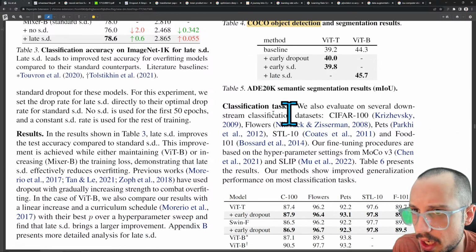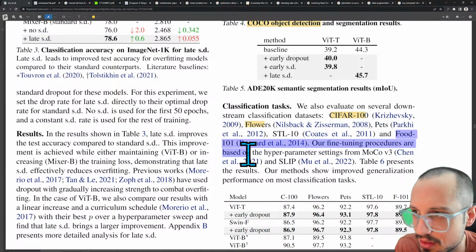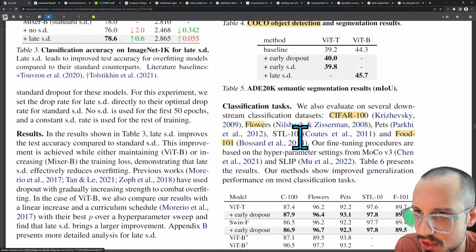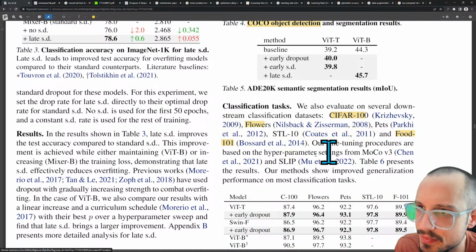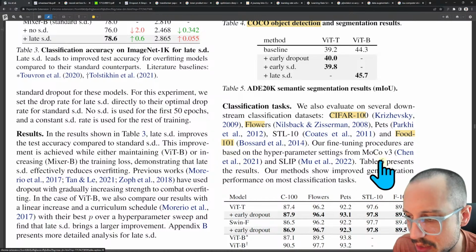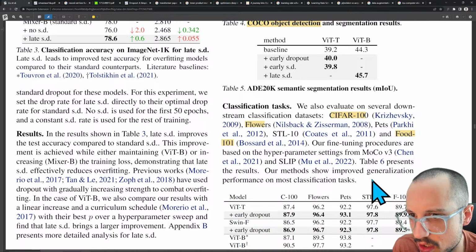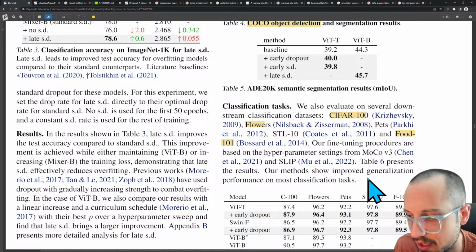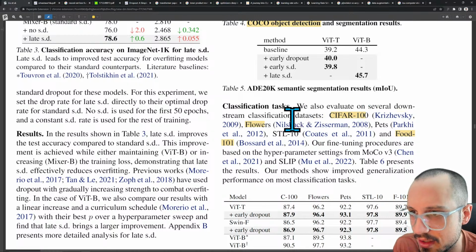Okay. They also tried on a couple different classification tasks, CIFAR, flowers, pets, STL10, 101, all these different classification data sets. Notice how they're all in the same kind of period here, 2009, 2008, 2012, 2011, 2014. It's like as soon as you had phones, right? Like phones, and people started taking pictures with digital cameras, and you started to have this kind of explosion in the amount of image data that was available, right? That's when you got all this stuff.